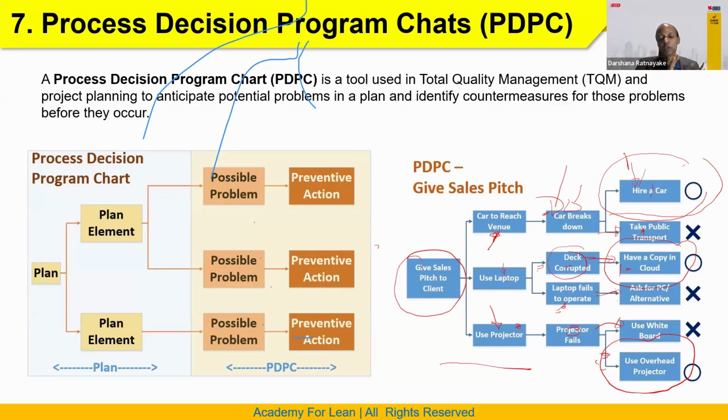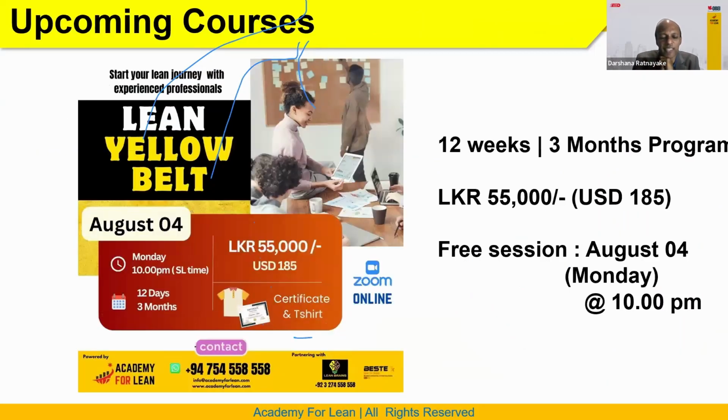Now we know the 7 quality control tools, the 7 QC tools. Now we know the 7 TQM tools. Right? Okay, so that's it for the day. Very good.